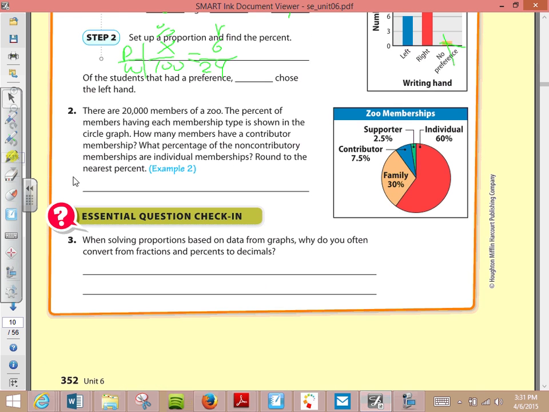All right, for the next one, there are 20,000 members of a zoo. The percent of members having each membership type is shown on the circle graph. How many members have a contributor membership? That's 7.5, right? But that's the percentage. I want to know how many members are actually part of it. So what do you do? Subtract it from 200? No. Still doing P over W. P over W, which is 7.5 over 100, and then x over 20,000. Exactly. Let's work that one right now.